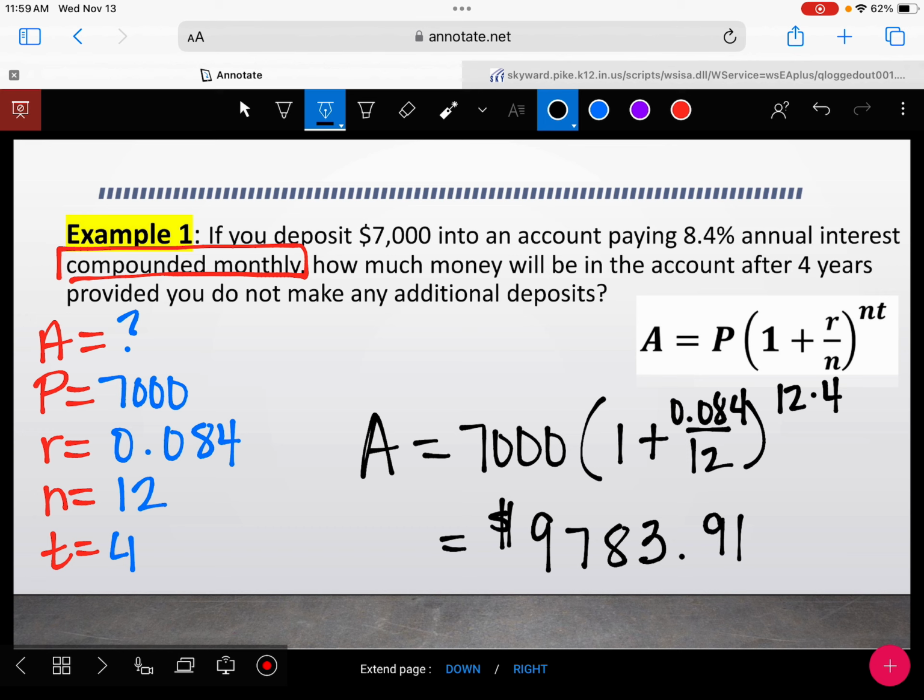That's it. We just have to answer the question. How much money after 4 years? After 4 years, your 7,000 will grow to almost 10,000. All right, any questions about number 1? Let's look at number 2.